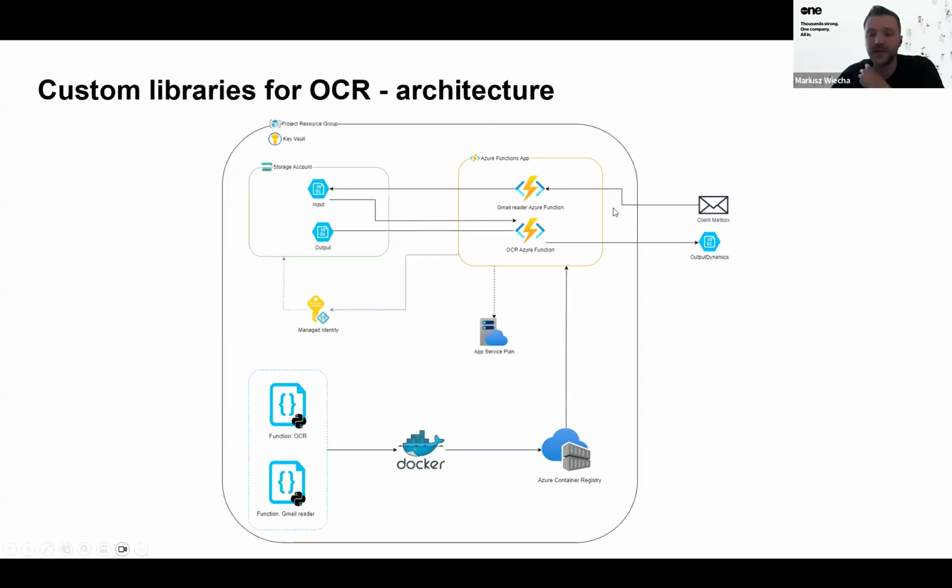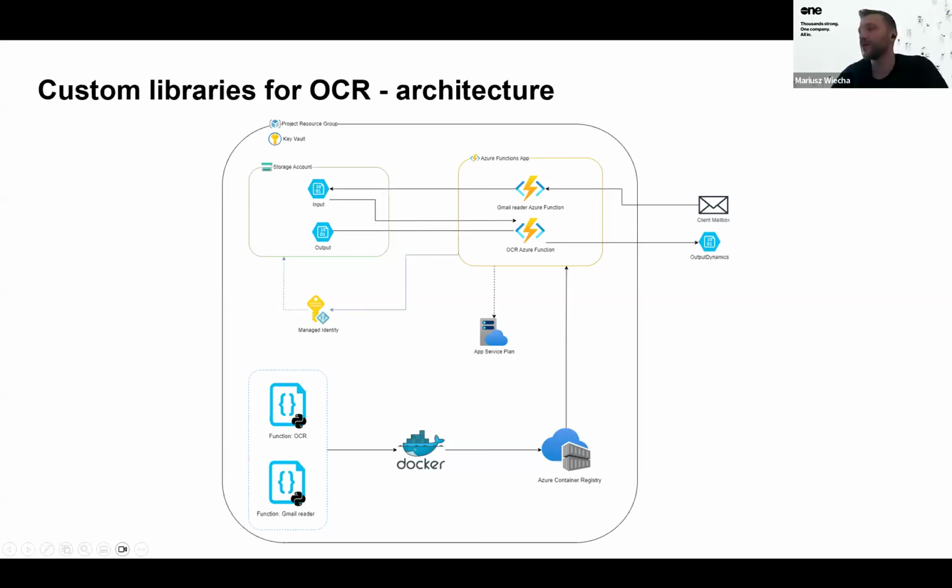So as you can see, we have a client email. We check if there is something new every 5 minutes, this Gmail function runs. Then if a new email is found, we store this email in input, then the OCR function is triggered. If there is a new email in input attachments, the OCR function runs. We save the new PDF file to output, and we save the same PDF to the output dynamics container in the new storage account in the client. That's everything about the architecture.